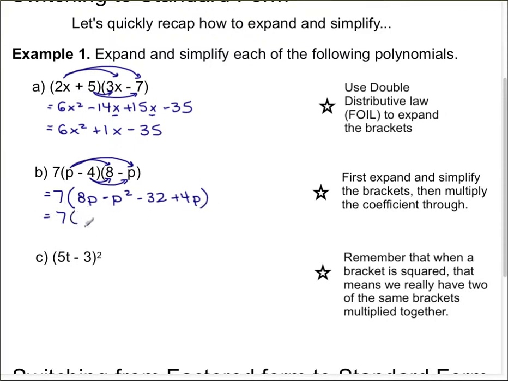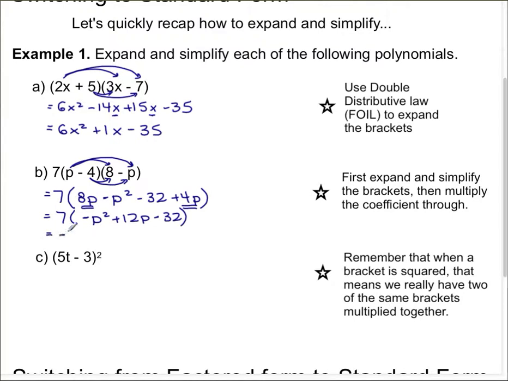Now I want to simplify what's in the brackets, and I'm going to make sure I write them in the right order. I'm going to put this p squared first. Usually we see the variable that's squared, then we see just the plain variable. So that's 8p and 4p is plus 12p. And then we have the constant term on the end, minus 32.